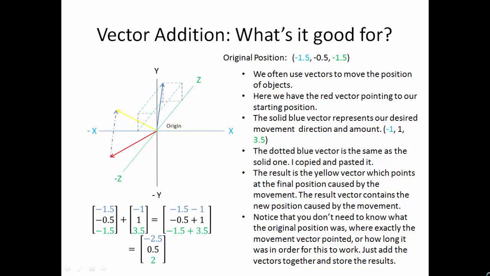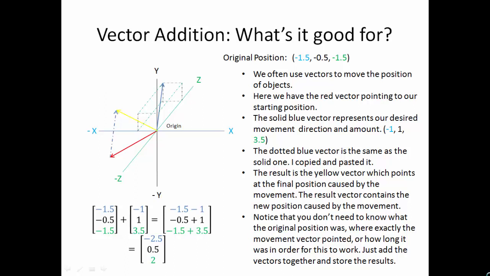The result vector is the yellow vector, which points to the final position caused by the movement. The result vector contains the new position caused by the movement. Notice that you don't need to know what the original position was, where exactly the movement vector pointed, or how long it was in order for it to work. Just add the vectors together and store the results, and it works.